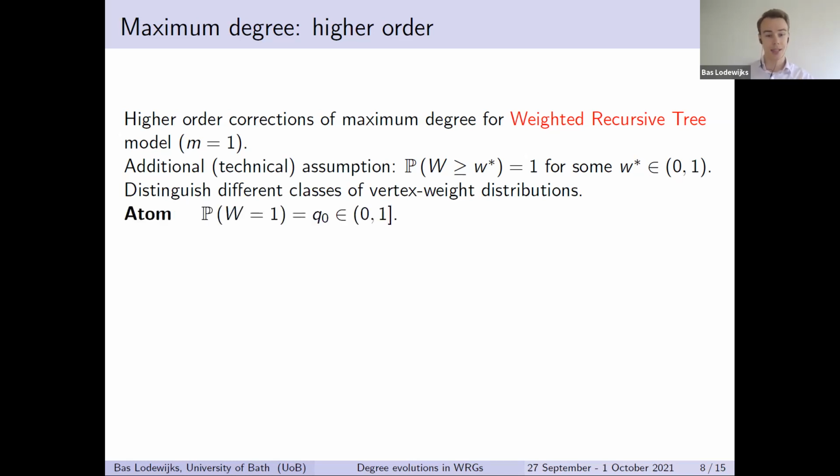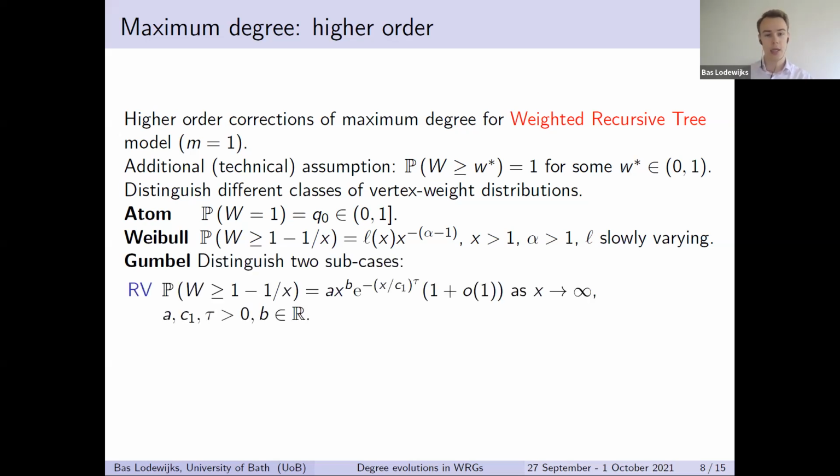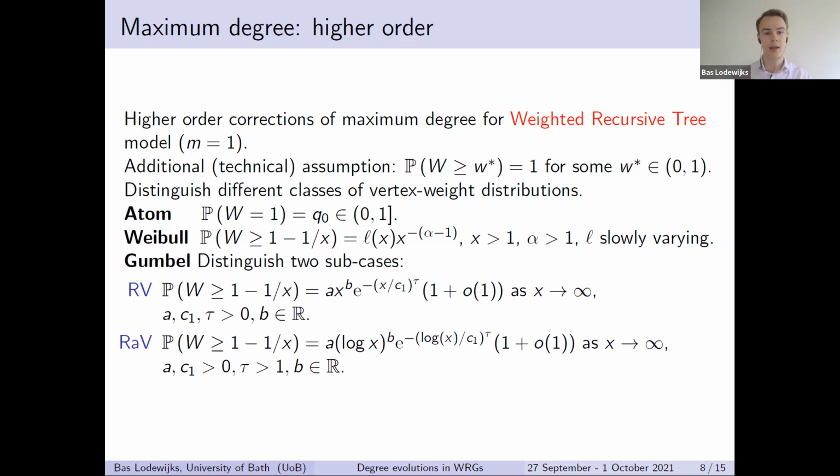First, we can distinguish the atom case, in which vertices have a non-zero probability to have a vertex weight that is equal to 1. There is the Weibull case, which is the Weibull maximum domain of attraction, in which the tail of the vertex weight close to 1 behaves like a power law. And there's the Gumbel maximum domain of attraction. And here we highlight two specific subcases. The RV subcase, in which the tail of the weights close to 1 behaves like a stretched exponential, and the RAV case, in which the tail of the weights close to 1 behaves like a stretched exponential in the logarithm.